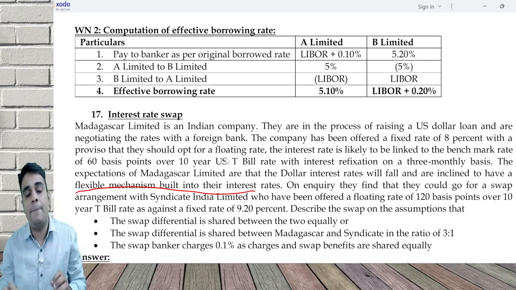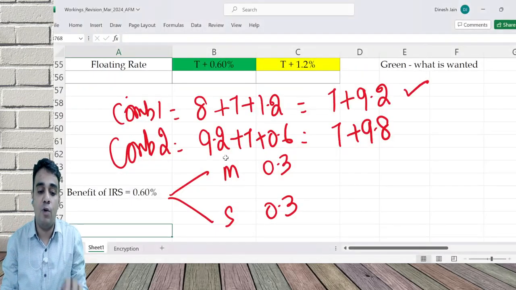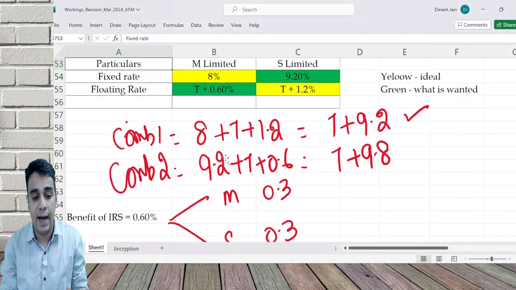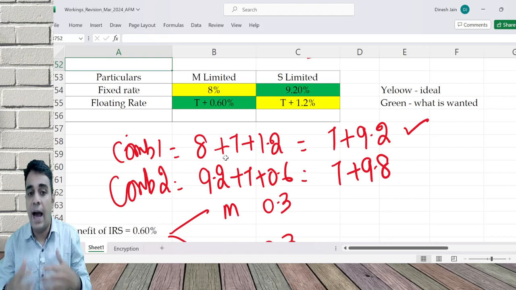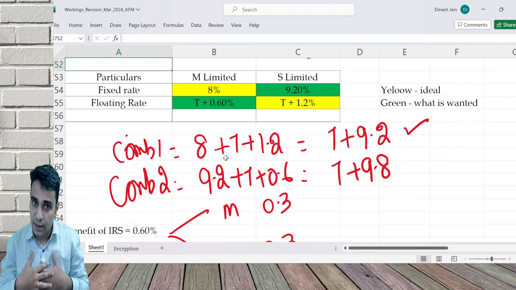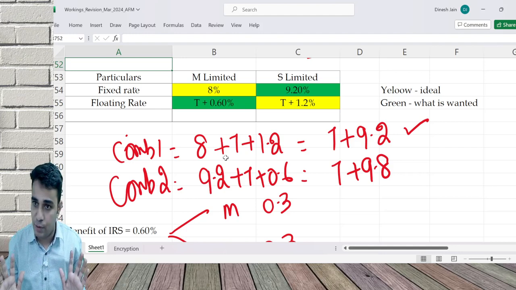So what happens is, he is saying he wants to borrow T plus 0.6. I am telling him don't do this. I will reduce the rate for you. You believe me, I'll do something for you. This is what IRS is going to do.